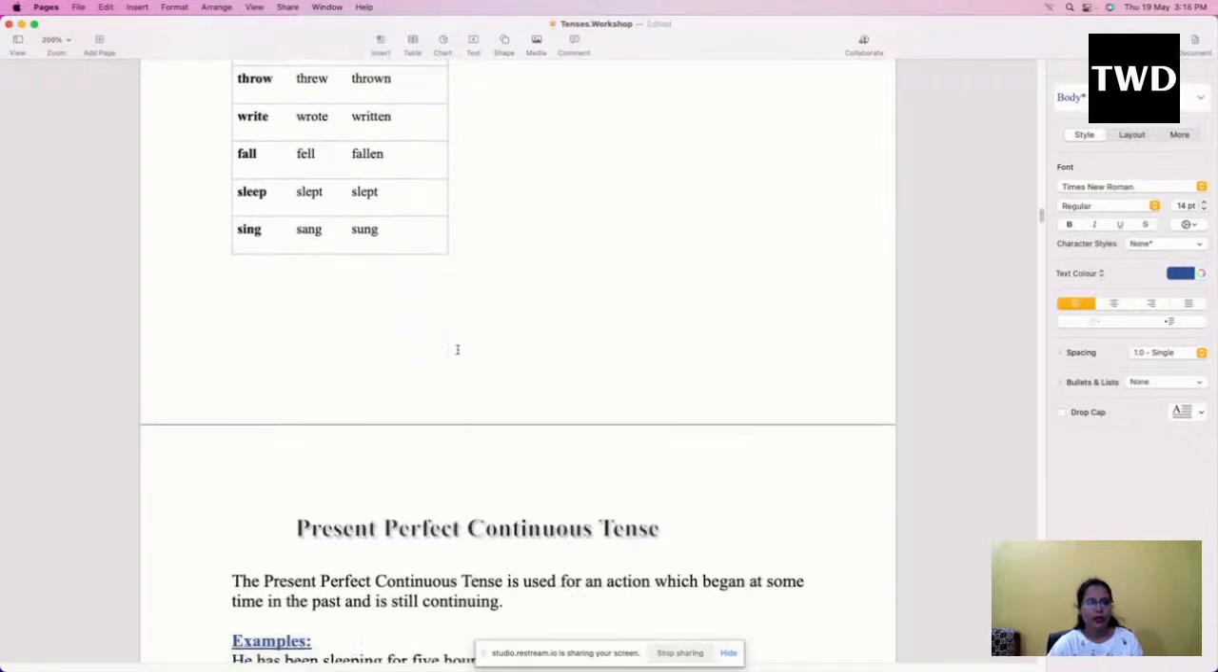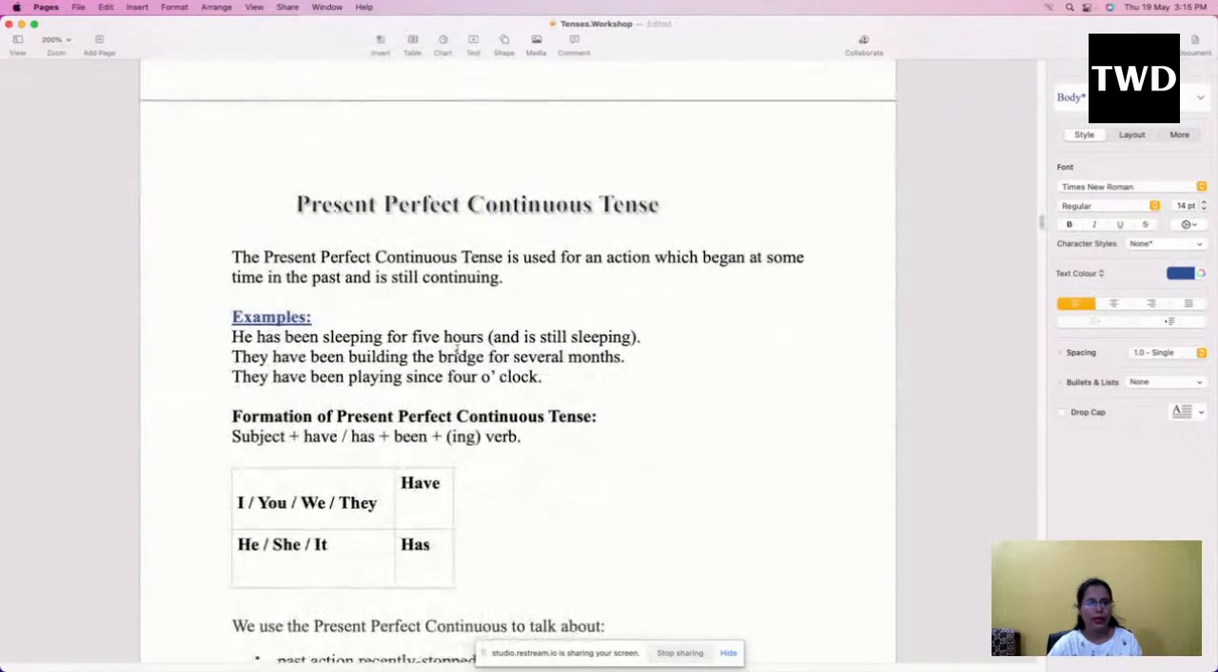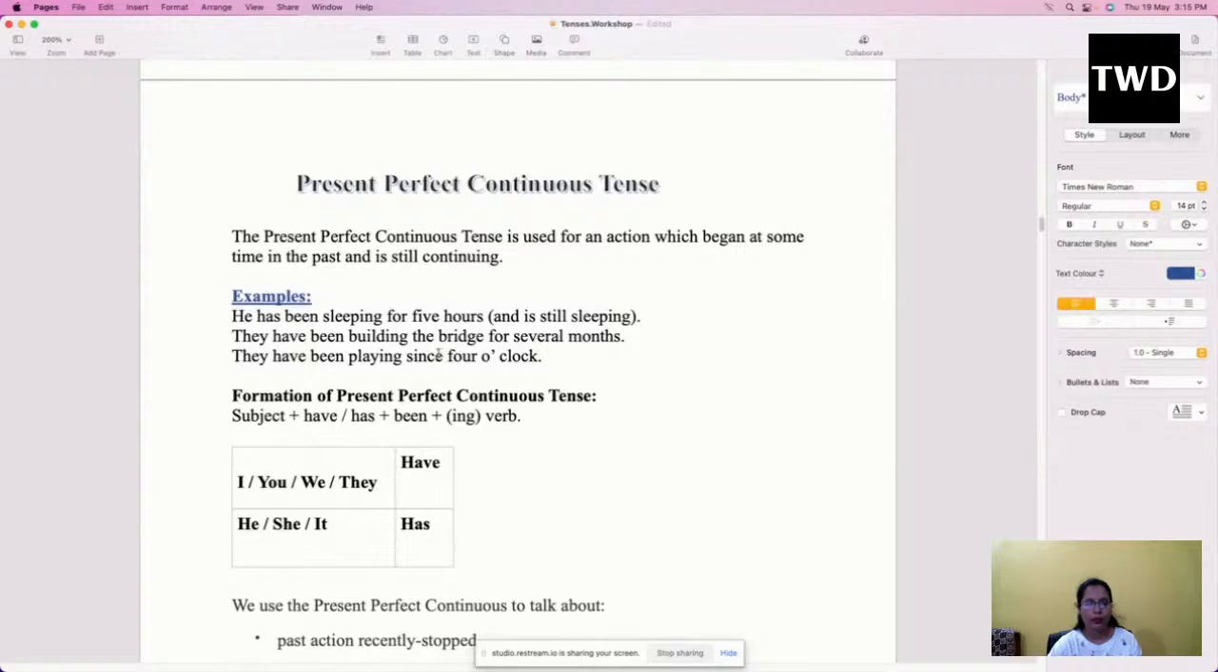Okay, so moving forward to present perfect continuous tense. Okay, so my explanations are a little bit lengthy. In case we are not able to finish tenses today, we will continue with the remaining part tomorrow also, and then we will see the interview questions as well. So now we are going to do present perfect continuous tense.